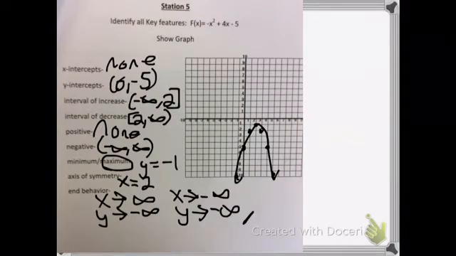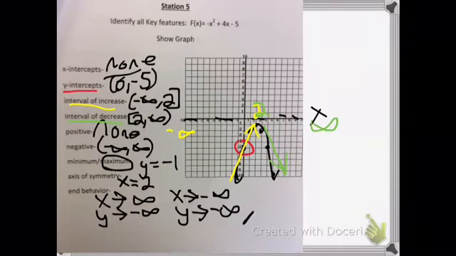Alright, our key features here. There are no x-intercepts, it never crosses the x-axis. My y-intercept is (0, -5). We can see that right here. Our interval of increase: we look right here, my line's going up. It stops going up at positive 2, so I'm going to have negative infinity to positive 2 for my interval of increase. My interval of decrease: it's going down from 2 to positive infinity.